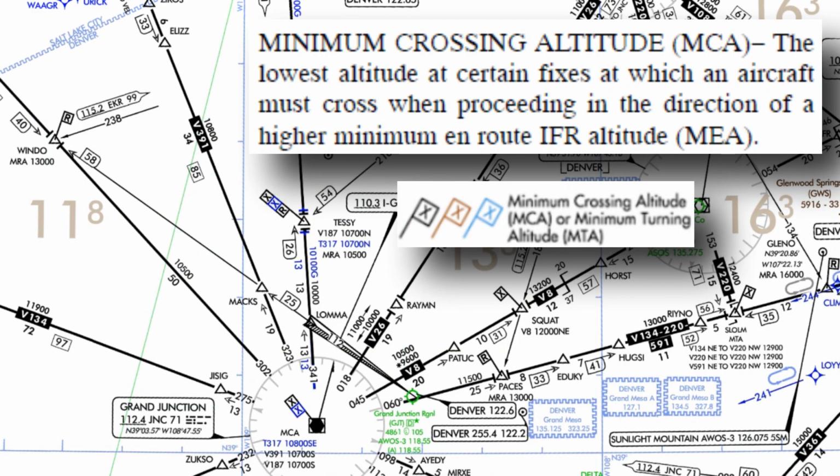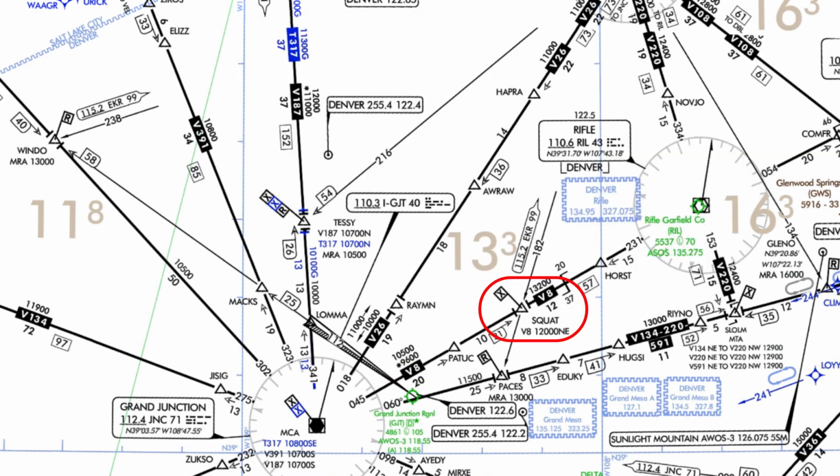An MCA is the lowest altitude at certain fixes which an aircraft must cross when proceeding in the direction of a higher MEA. On Victor 8, Squat contains a minimum crossing altitude of 12,000 feet when flying northeast from Grand Junction VOR to Rifle VOR. As covered earlier, the MEA changes on Victor 8 from 10,500 feet to 13,200 feet.